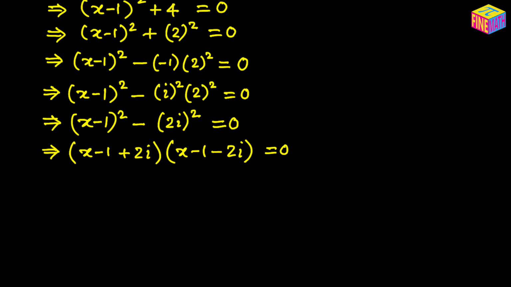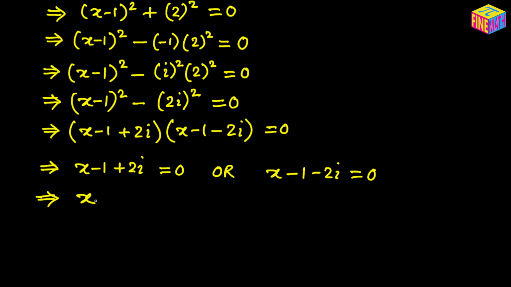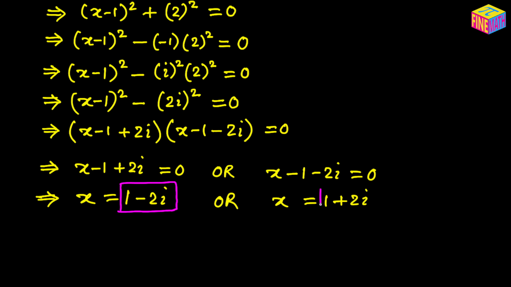And from here we can say that each of the factors could be 0. So x minus 1 plus 2i can be 0, or the second factor, which is x minus 1 minus 2i, can be 0. So from here we can say, okay, x could be positive 1 minus 2i, or x could be positive 1 plus 2i. So these are our two solutions right here, and they are obviously complex numbers. They are not real numbers.